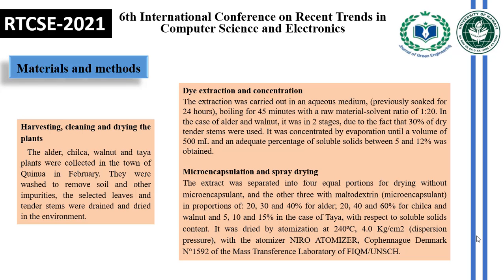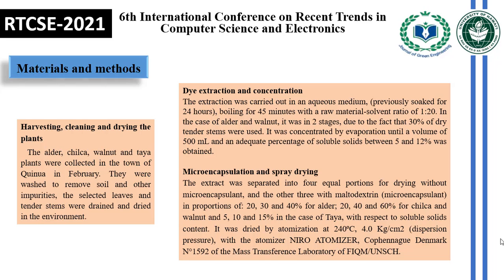Materials and methods: harvesting, cleaning, and drying the plants. The alder, chilca, walnut, and talla plants were collected in the town of Quinoa in February. They were washed to remove soil and other impurities. The selected leaves and tender stems were drained and dried in the environment.